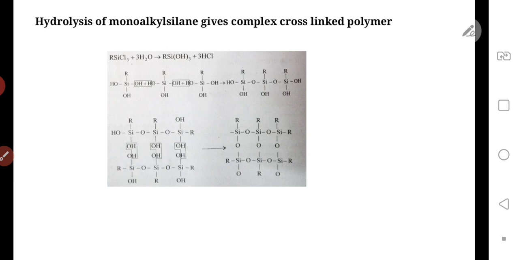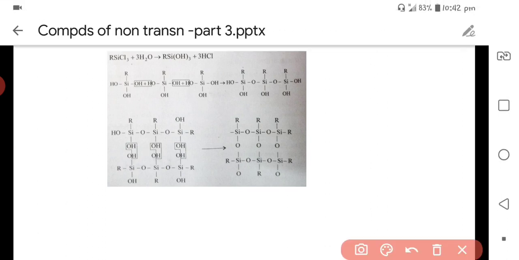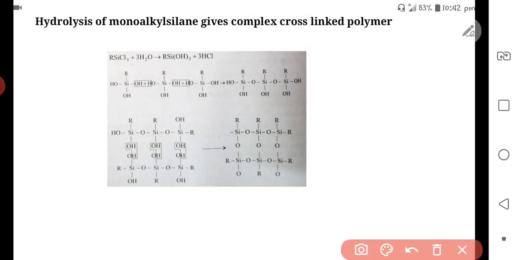So next, if we take a monosubstituted chlorosilane, in the previous example we have seen a silicon with 2 R groups, and the remaining were OH and OH. And if you are taking a monosubstituted alkyl silane, it means only 1 R group is there, and the remaining 3 valencies are occupied by OH groups.